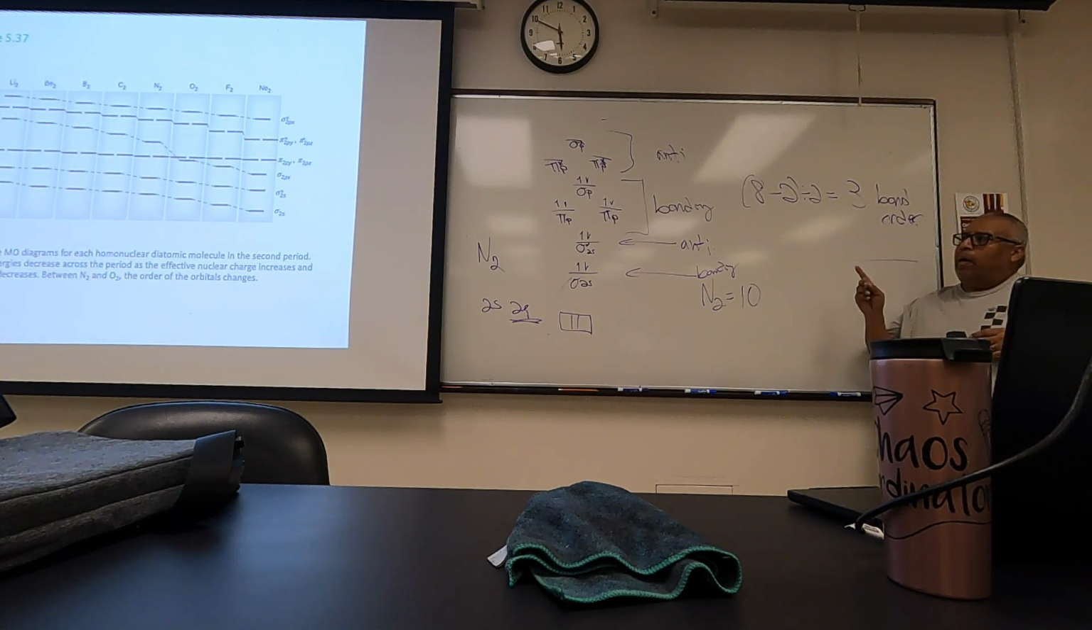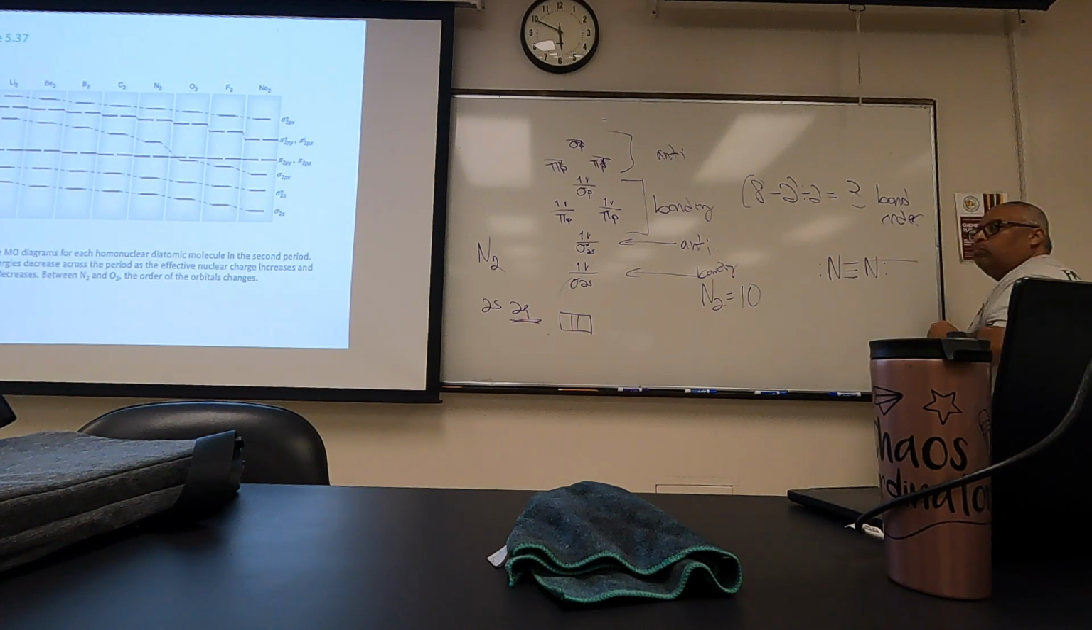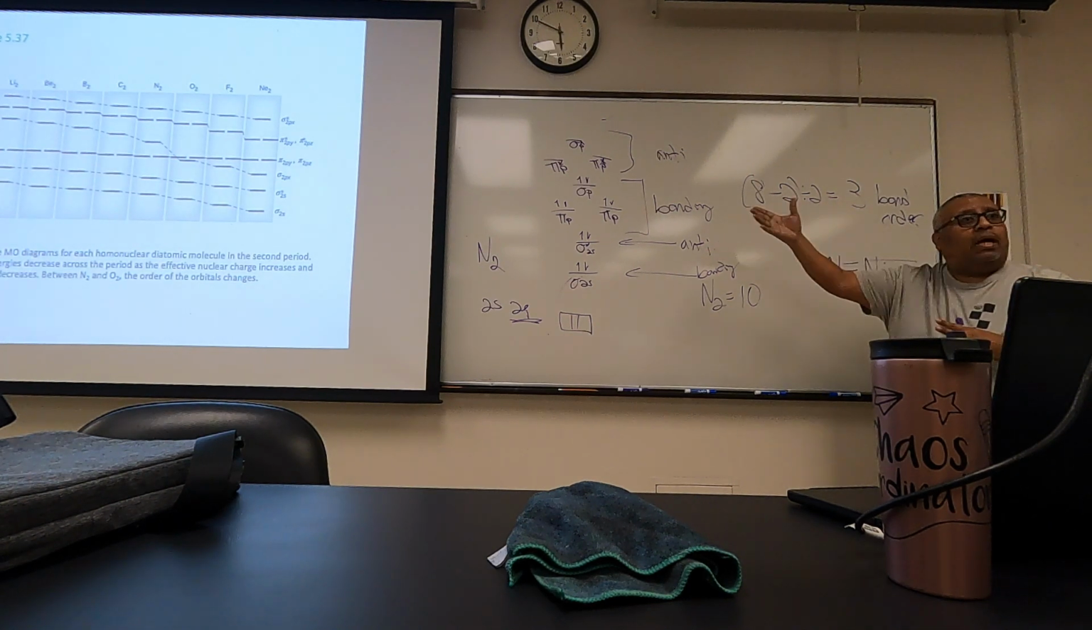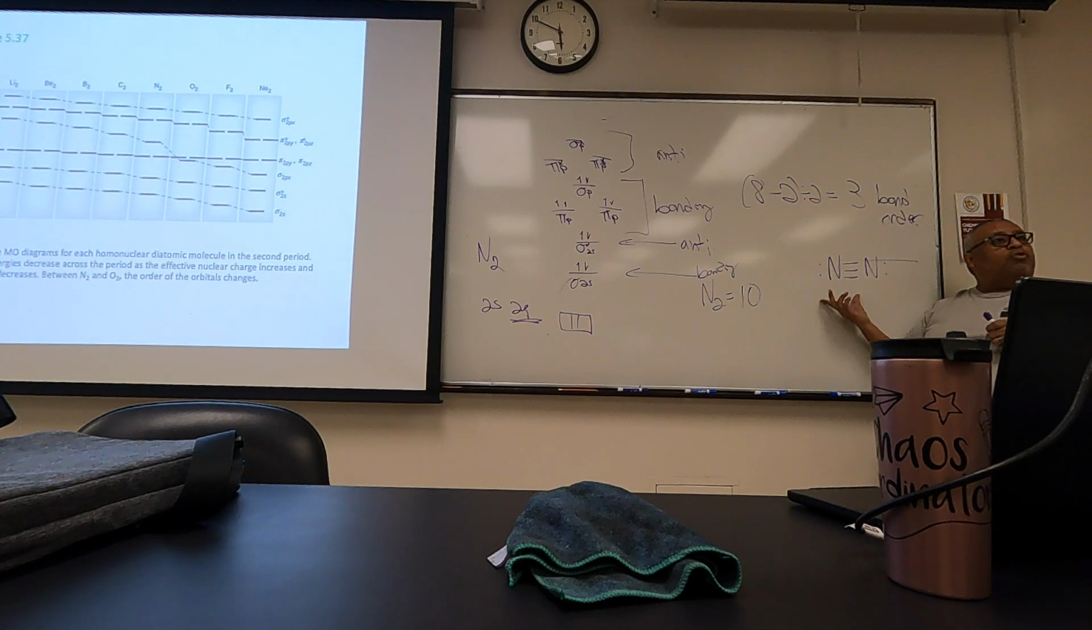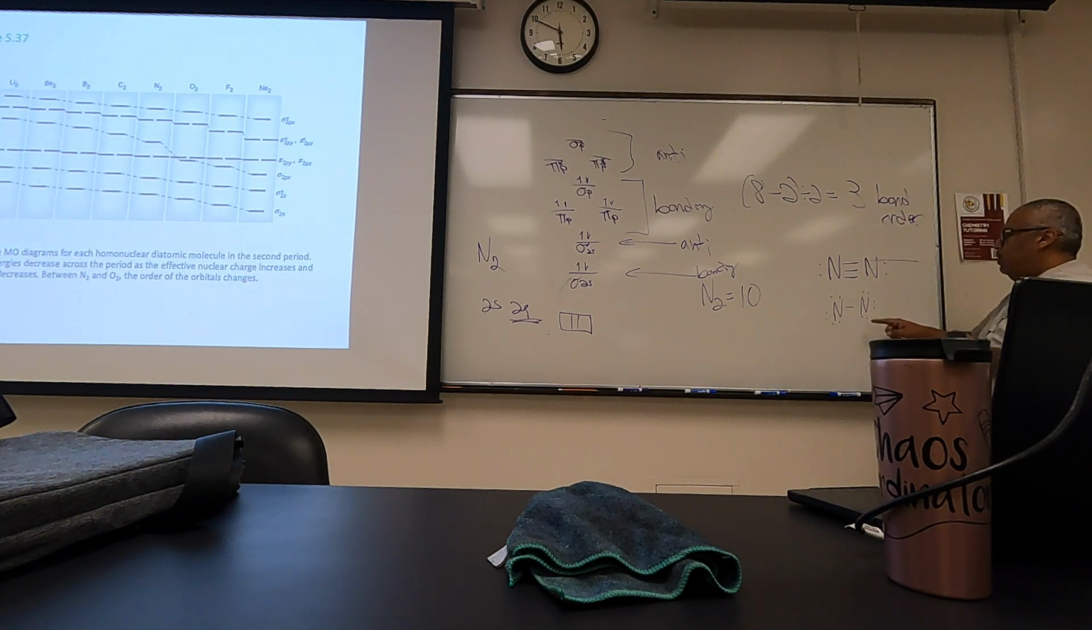So how many bonds should N2 get? 3. Yeah, exactly. So when we draw N2, this is N2, 10 electrons, 2, 4, 6, 8, 10 electrons, and with a bond order of 3. So it matches our molecular orbital theory. Right? When we draw the Lewis structure, this is how we draw our Lewis structure. 2, 4, 6, 8, 10, 12, 14. That's way too many.